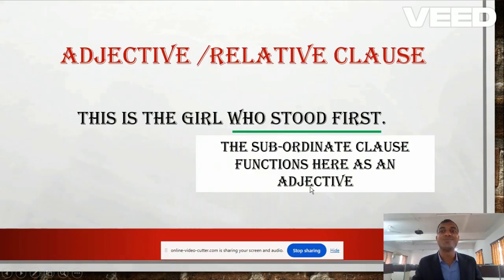Next, adjective or relative clause. This is the girl who stood first. Here, this subordinate clause qualifies the girl. Which girl? The girl who stood first. So here you can see this relative clause is doing what? Qualifying the girl. Always in an adjective clause, whichever word, whether a person or maybe an inanimate object, will always come before the relative pronoun. Keep it in mind.